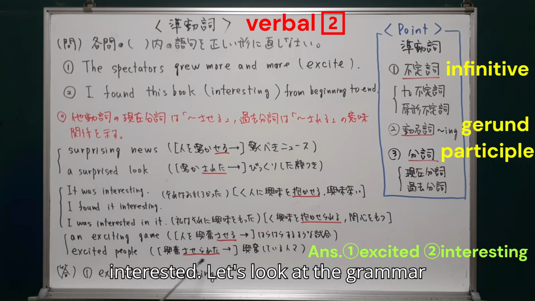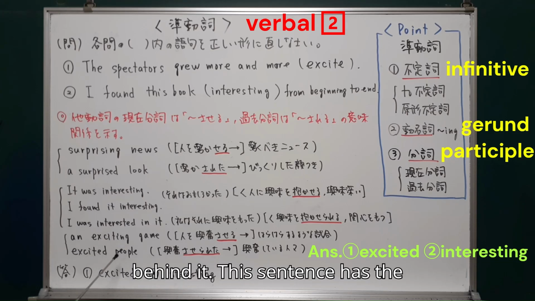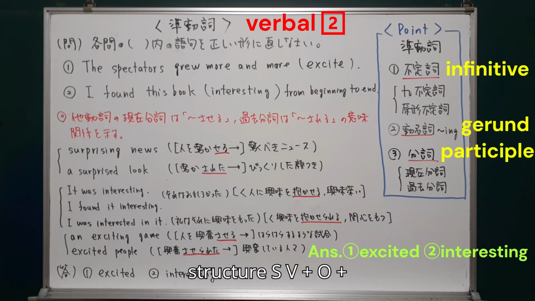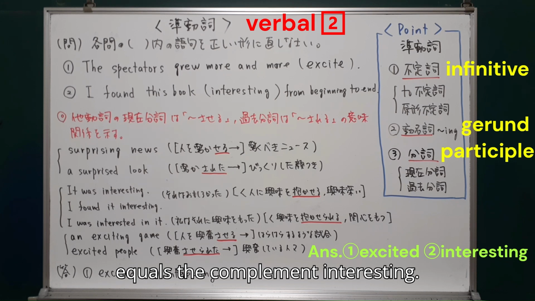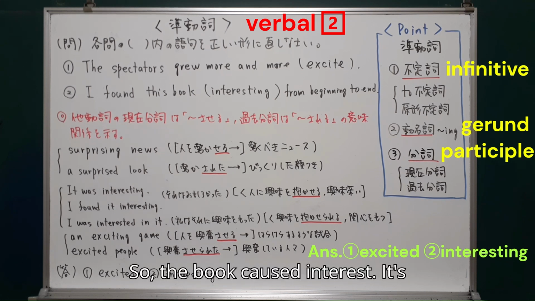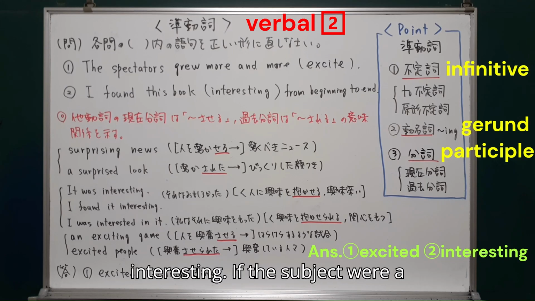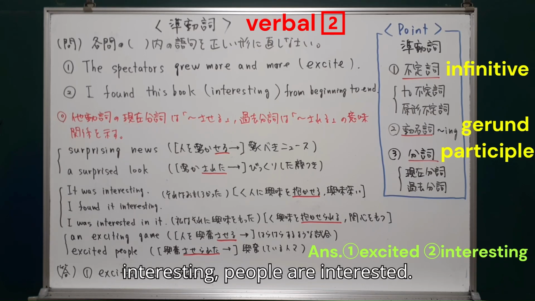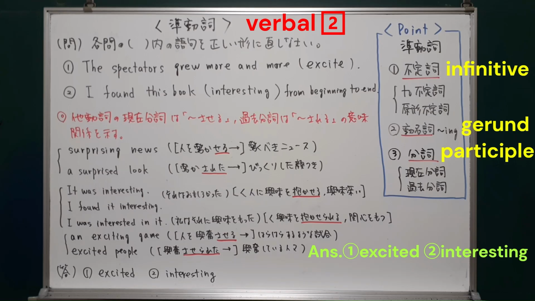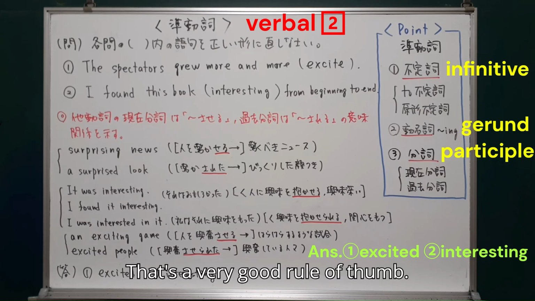Let's look at the grammar behind it. This sentence has the structure S plus V plus O plus C. I found the book interesting. The object book equals the complement interesting. So the book caused interest. It's interesting. If the subject were a person, we'd say interested. So, remember, things are interesting, people are interested.